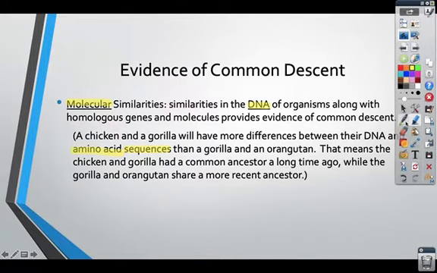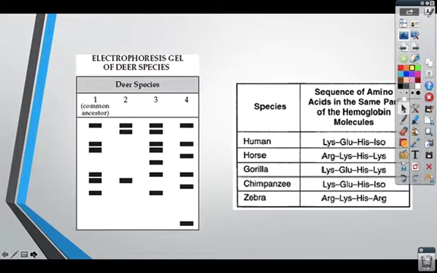So I'm going to give you a couple of diagrams on the next slide that I want you to be able to read. So the first diagram we're going to look at is called a DNA fingerprint. So a DNA fingerprint is created using a process called gel electrophoresis. And organisms who are more closely related will have more banding patterns in common with each other.